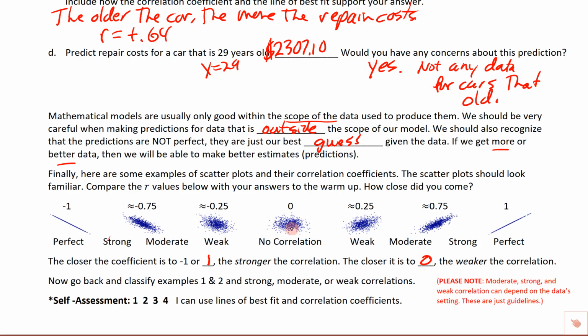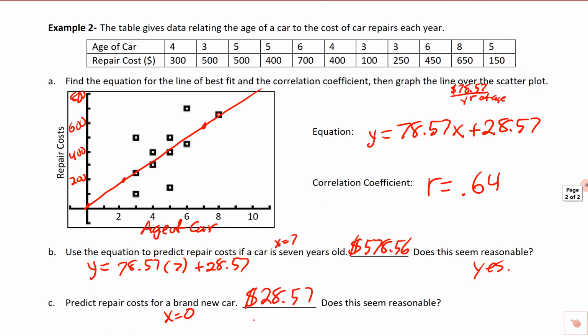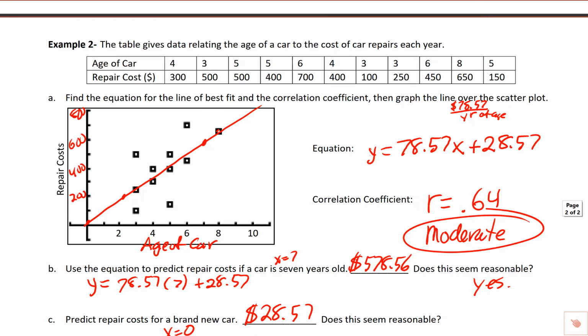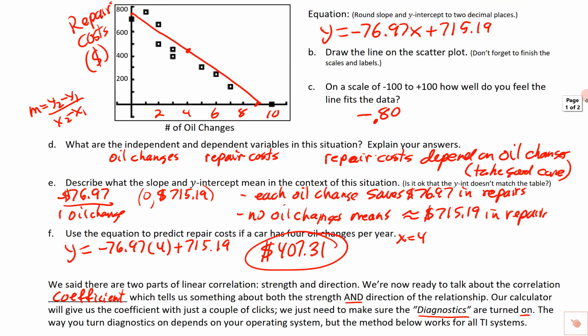So what we want to do is we want to come back here and classify, would this be strong or moderate or weak or perfect? So on this one, this is 0.64. So we're going to say that that's maybe strong or moderate. I'm going to write down moderate. Okay, so moderate on this one, because that's not a very big R value. That's not a very big correlation coefficient.